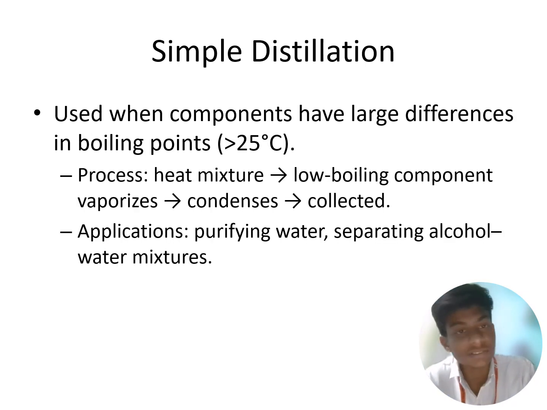Simple distillation. Simple distillation is used when the difference in the boiling points of the liquids is greater than 25 degrees Celsius. In this method, we heat the mixture, the component with the lower boiling point vaporizes first, then it is condensed back into liquid form and collected separately.